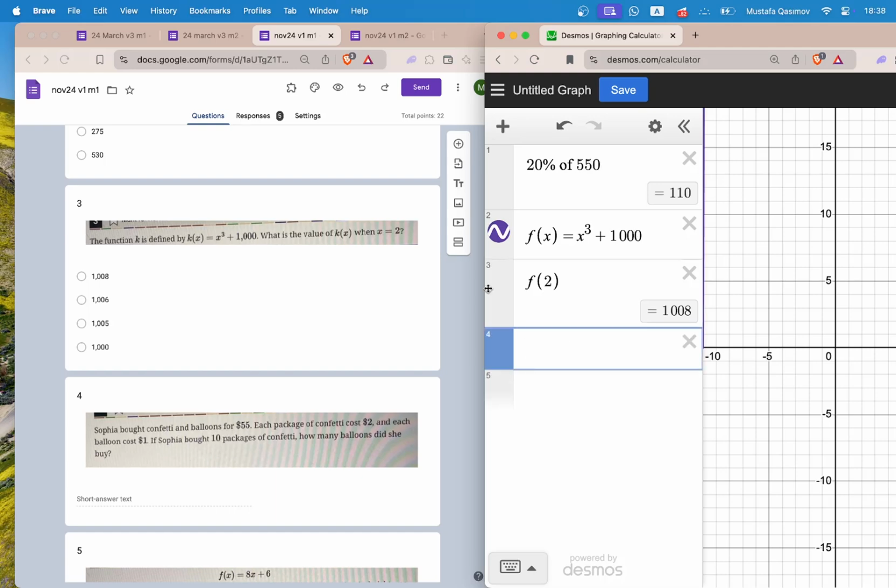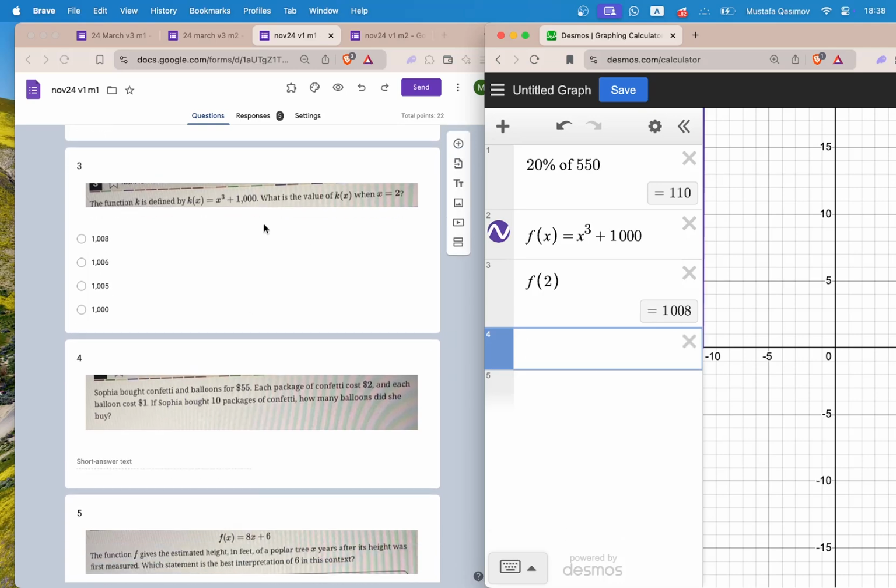Hi Shahana, we are looking at November exam version 1 model 1. Okay. So for third one it is C, A, I mean.